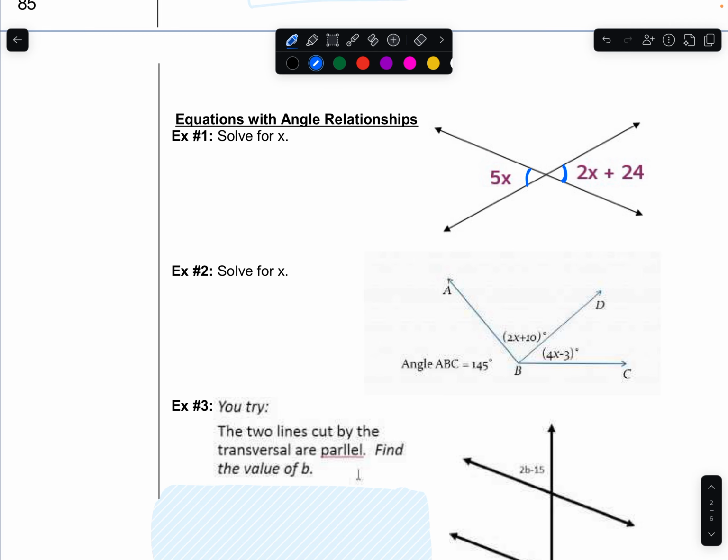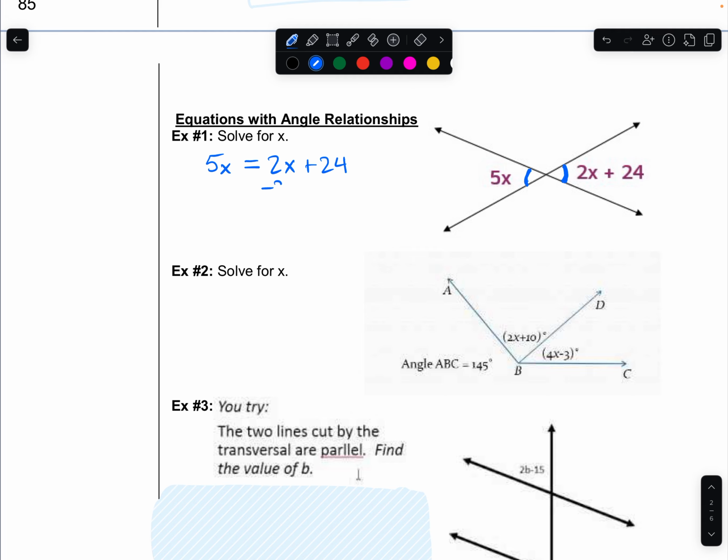So what we can do is say, well, if 5x is the measure of the angle on the left, and 2x plus 24 is the measure of the angle on the right, and they have to have the same measure, well, then those measures need to be equal. So 5x is going to equal 2x plus 24, because we have vertical angles. And we've solved lots of equations like this ever since the beginning of last semester.